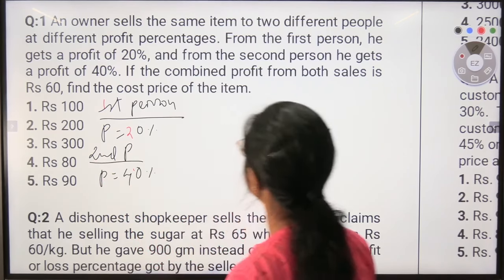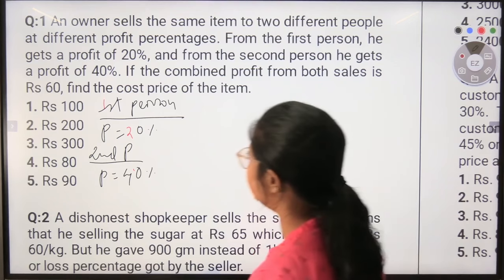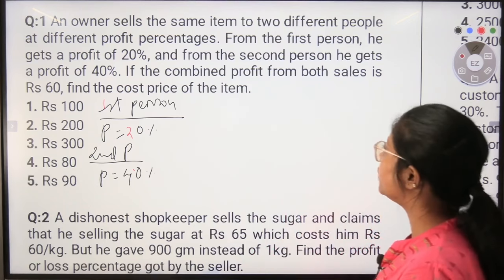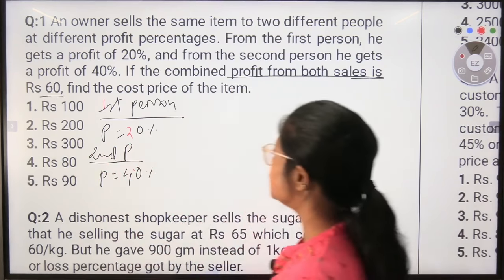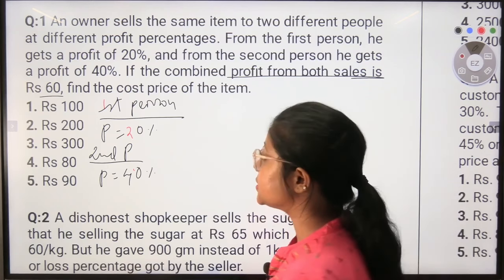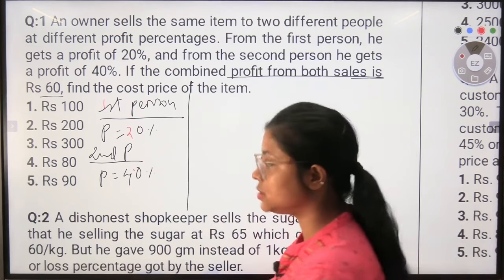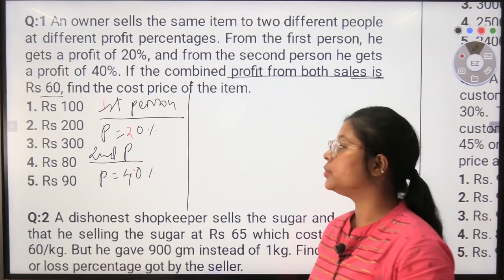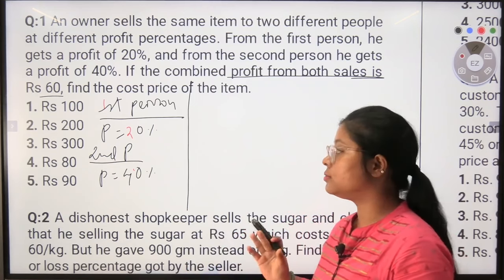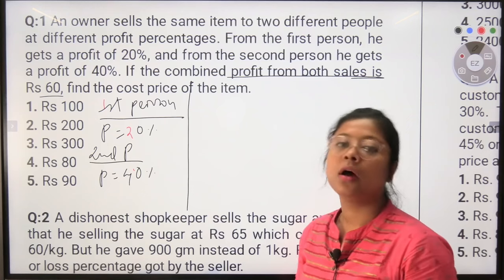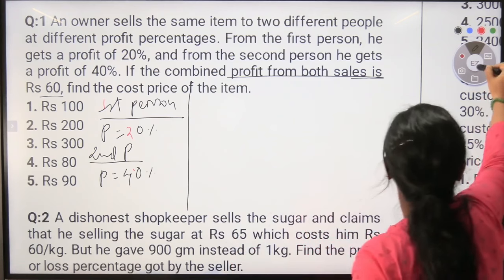If the combined profit from both the sales is 60 rupees, find the cost price of that item. You are given the combined profit in rupees, so rupees 60. So what can we do? Let us discuss it in a very short manner, without taking x or y, without putting values of x and y. I will solve this question in a very short manner, which is very beneficial for you to learn in your exam.